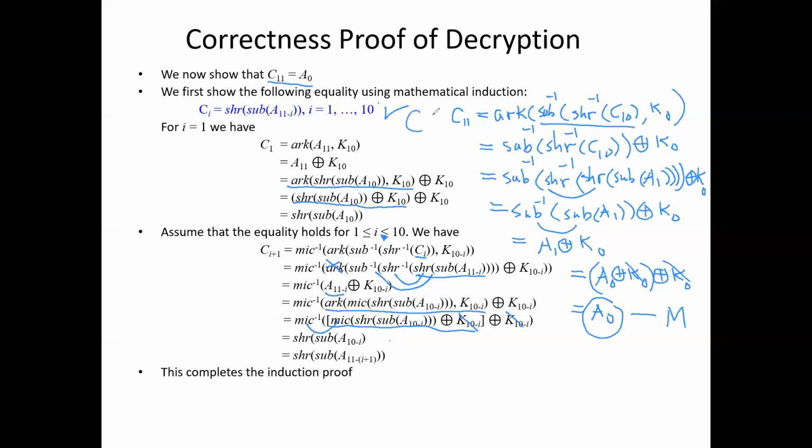And this is C. So that means, I'm sorry, this is not C. So this decryption, that's C11, is equal to M.